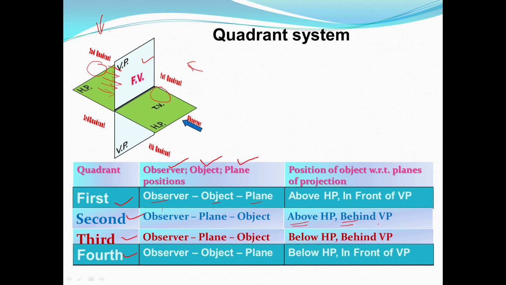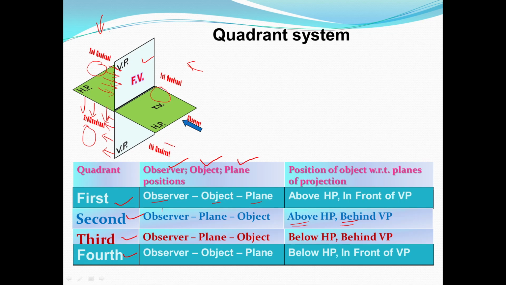Above HP, behind VP. Third quadrant: an object in the third quadrant means below HP, behind VP. This is below the HP and behind the VP. This is the vertical plane. The object is behind the vertical plane and below the horizontal plane.